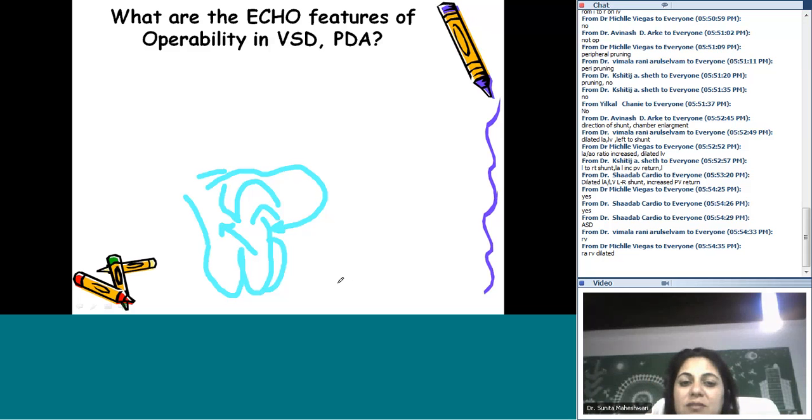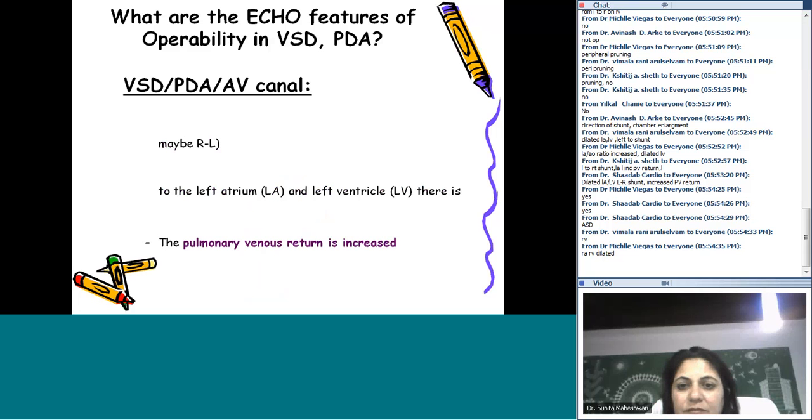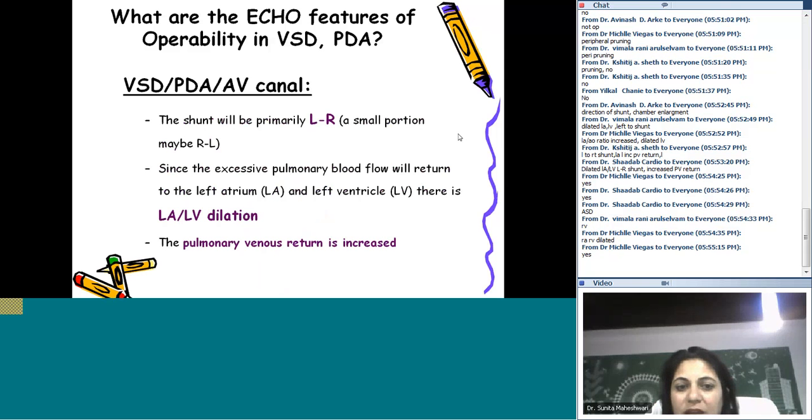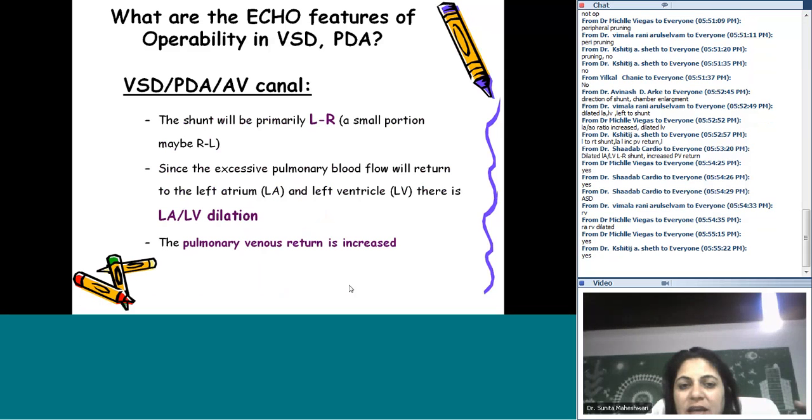Similarly here, the VSD has to be left to right, pulmonary venous flow increased, LA and LV dilated without MR and LV dysfunction. This all will suggest operability. Okay, all clear on this? All the new fellows who are there? Right? So this point is clear. And this applies to VSD, and it really applies to PDA and AV canal. In PDA, you may sometimes see a reversal into the duct. But again, you are looking primarily at the duct. Is it mainly left to right or right to left? Sometimes it's bidirectional, but if the left heart is still dilated, that means it's okay.